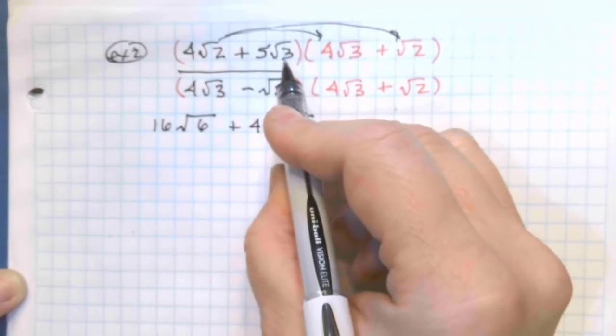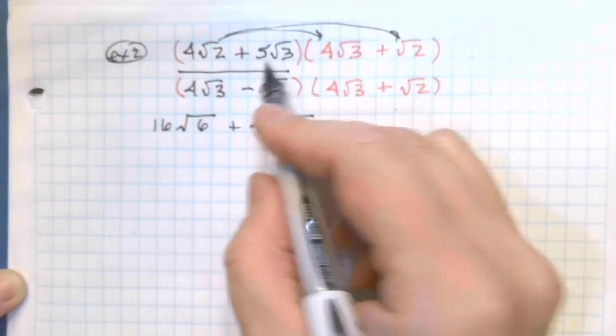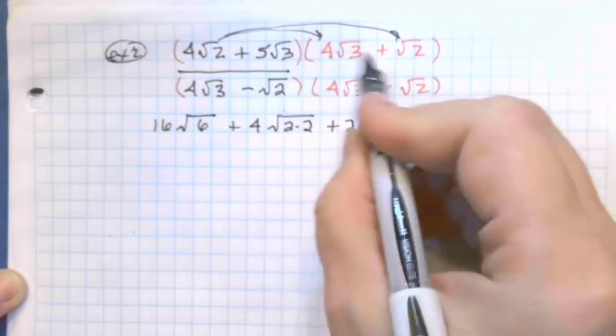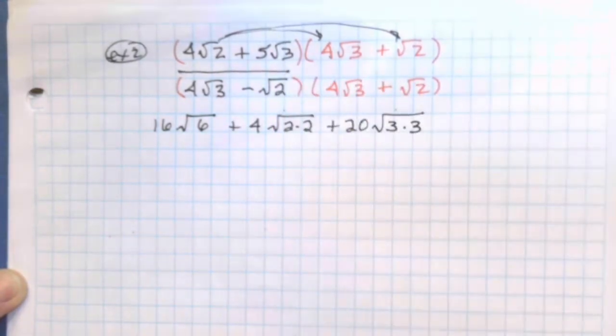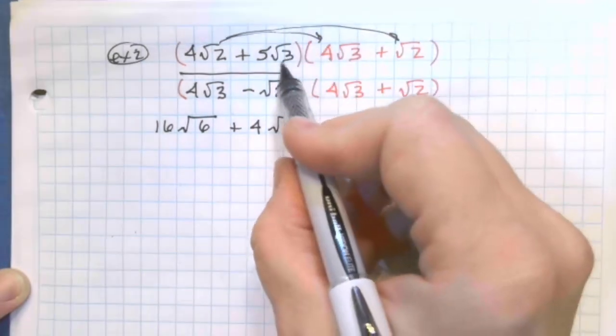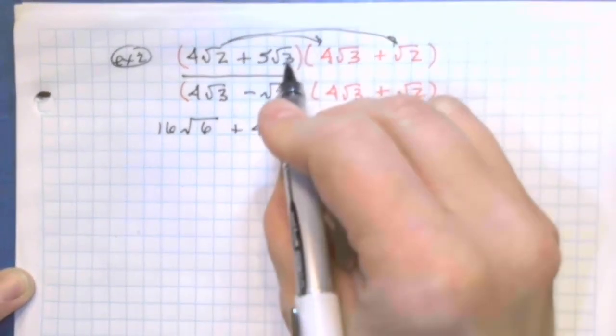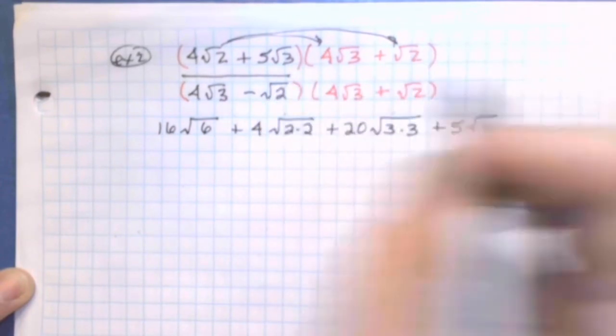Now distribute the second term. Scalar first. 5 times 4 is 20. Radicand second. I have a 3 and a 3. Last one. Scalar first. 5 times 1 is 5. And inside the radicand, 3 times 2 is a 6.